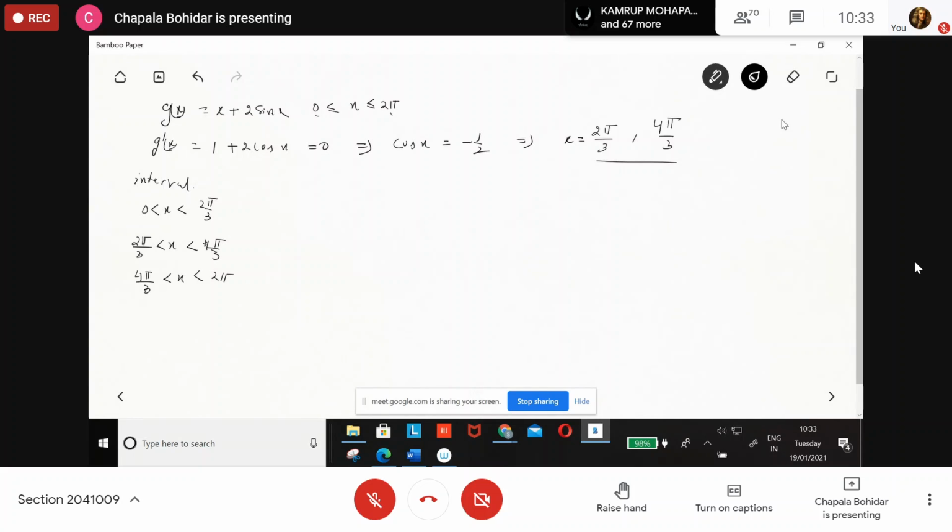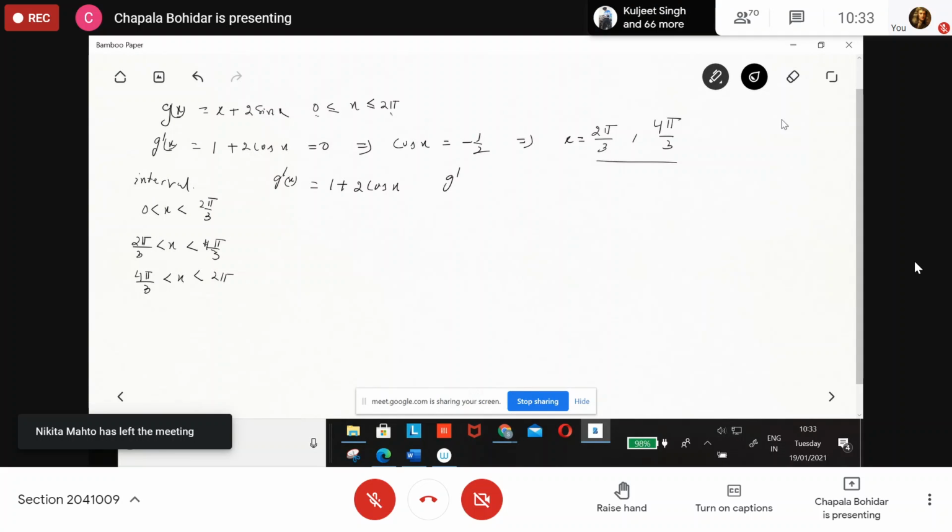Okay, now we write down g dash x, that is equal to 1 plus 2 cos x. Then we have to write whether g dash x is negative or positive. Then you find out whether g is increasing over that interval or decreasing over that interval. It is continuous, and differentiable on the open interval.